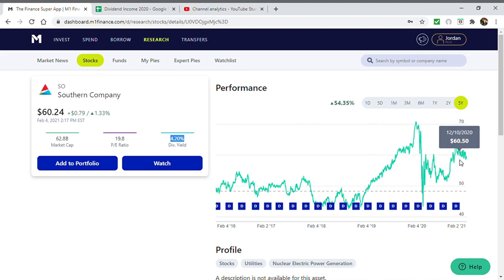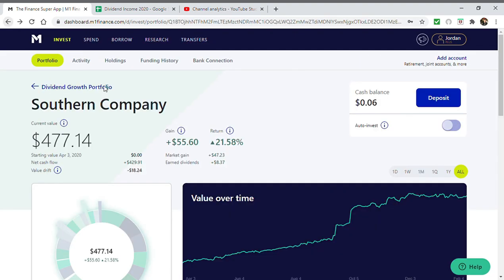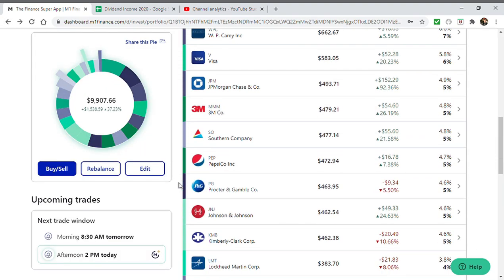company. So while the share price is pretty boring, it will stay pretty much flat over the next couple of years. I don't expect any type of massive gains. You'll get steady cash flows that are growing every single year at over a 4% dividend yield. So Southern Company, one I'll probably be holding all throughout 2021.